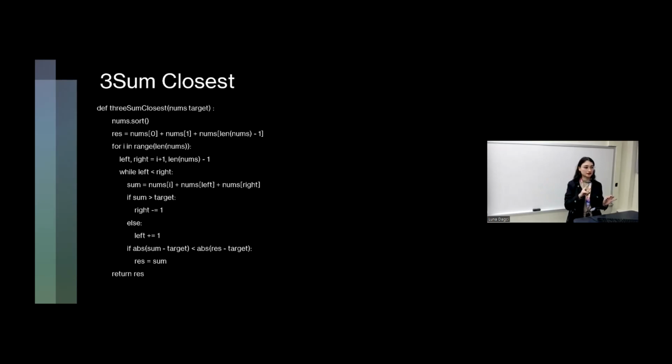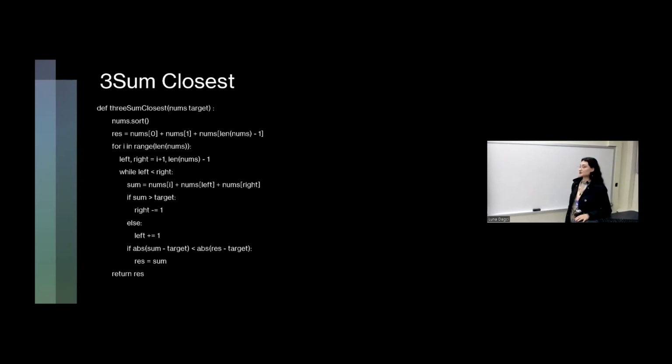If the sum is larger than what we're looking for, then our right pointer is too big, because we sorted it in ascending order. So the right pointer is too big, and we decrement right to look for smaller possible solutions. If it's the opposite, if the sum is less than the target, then we increment the left pointer. And then we try to find our closest solution in that if statement.